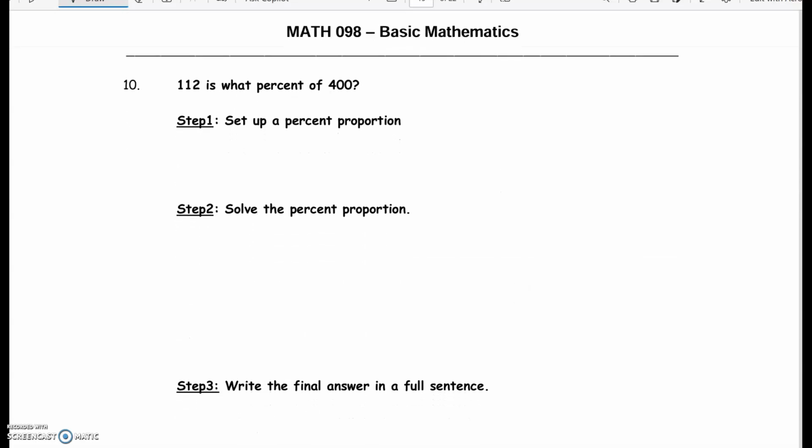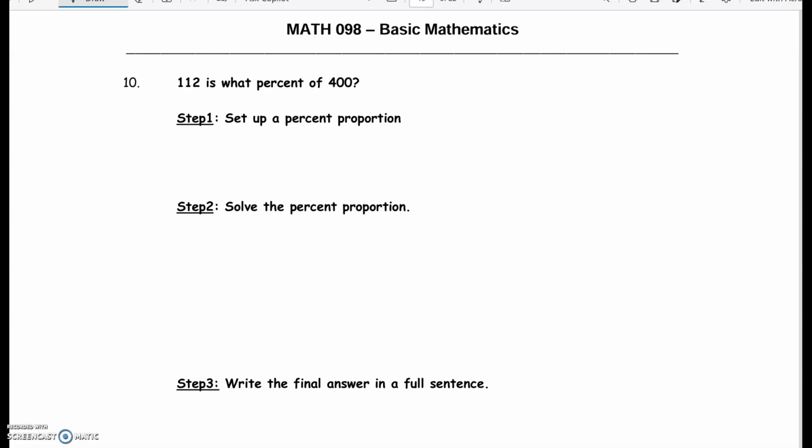112 is what percent of 400? So now we don't know the percent. We don't know what the percent is, so we call it P%. So 112 is what percent of 400? Percent of the whole. So your reference quantity is 400. 112 is part of it. We do not know the number P, which is a P%. So P over 100 is 112 over 400.